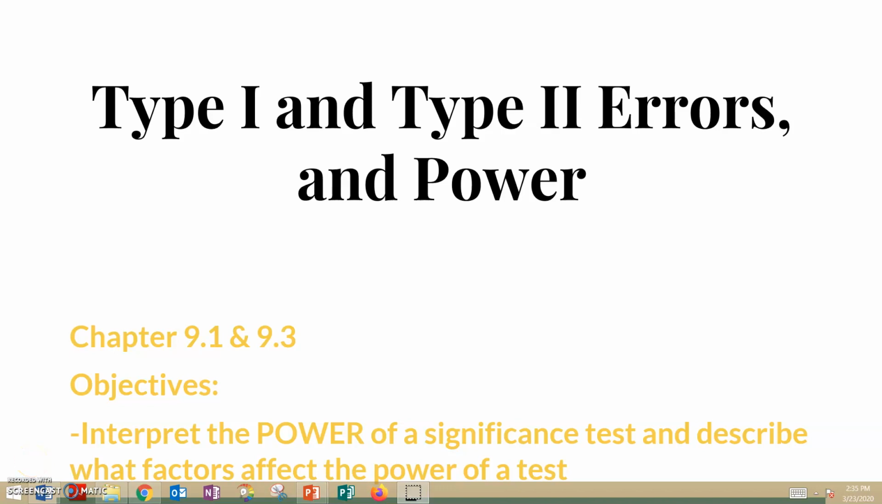Hello everybody, welcome back. Today we're going to talk about type 1 and type 2 errors and a concept in statistics called power. And this is going to be from chapter 9.1 and 9.3 of our textbook. And our objective for today is to interpret the power of a significance test and describe what factors affect the power of a test.